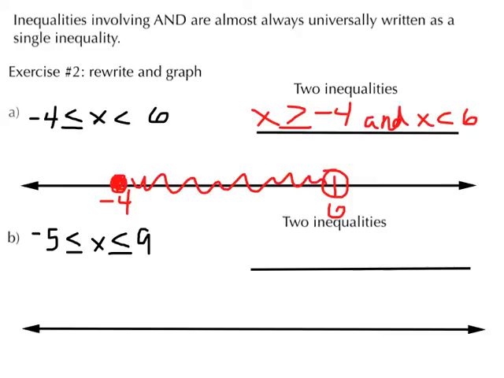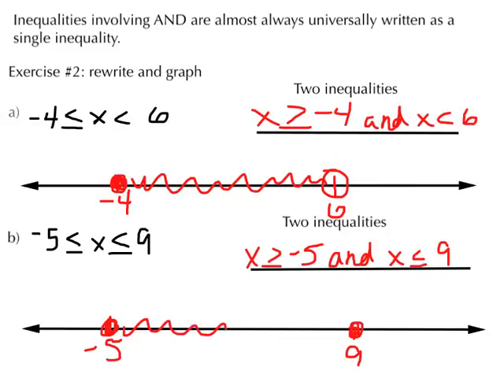B, same thing. X is greater than or equal to -5, and X is less than or equal to 9. Dot on -5, it's going to be closed. Closed dot on 9. Shade in between because it is an and statement.